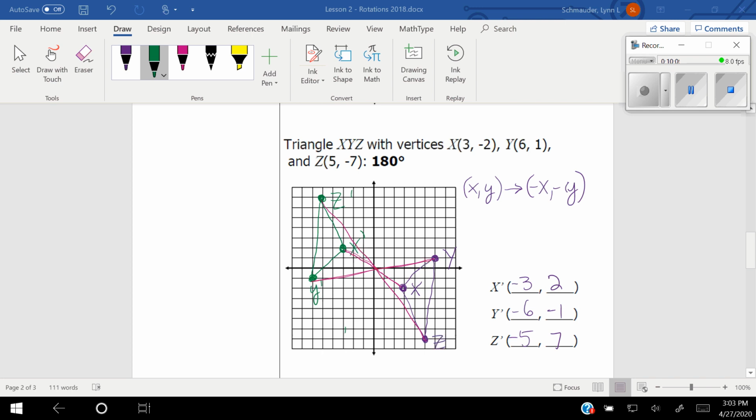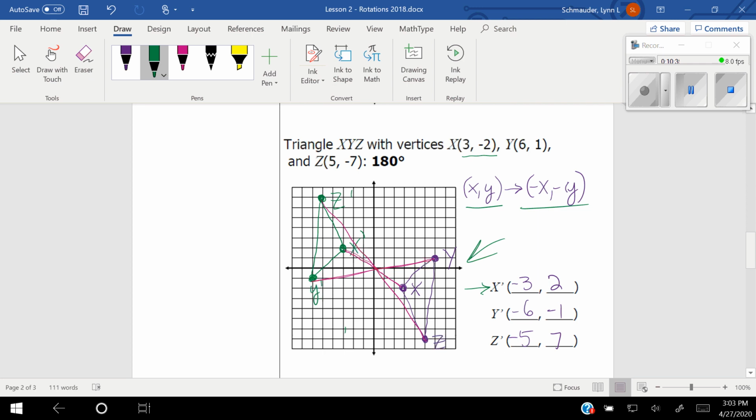Okay, we're back. So first thing I did, I wrote my rule here. Well, of course, I drew my pre-image triangle XYZ down here in purple. And once I apply my rule, the X and the Y stay in the same place. They just both become the opposite of what they currently are. So the coordinates of X are 3, negative 2, so it'll become negative 3, positive 2. Both of those just become negative, so that's a fairly straightforward one.